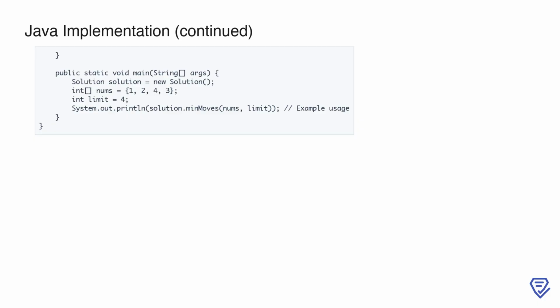In the main method, we provide an example usage of the solution. We initialize an instance of the solution class and define a test case with the input array nums equals 1, 2, 4, 3, and a limit of 4. The program prints the output of the min-moves method, which demonstrates how the algorithm processes the input and calculates the result. This example helps illustrate the functionality of our implementation in a real-world scenario.